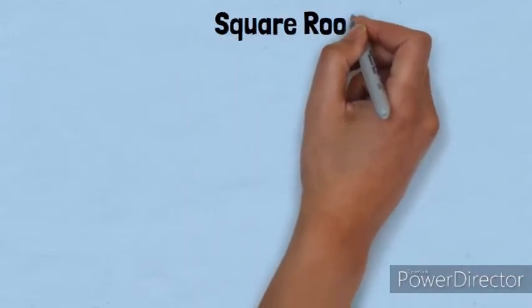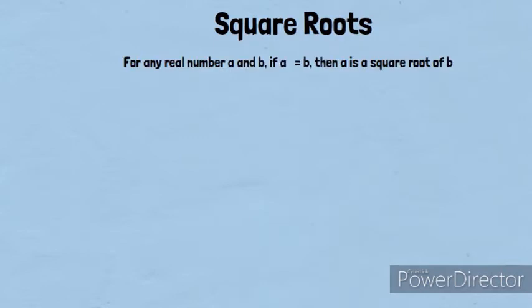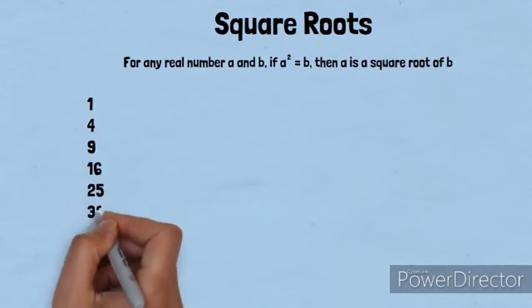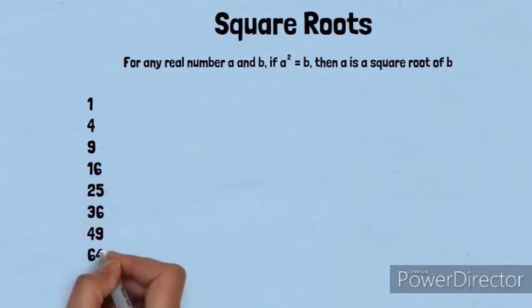Square roots. Square root is basically the inverse operation of squares. For any real number a and b, if a squared is equal to b, then a is the square root of b. Let's take a look at the squares.